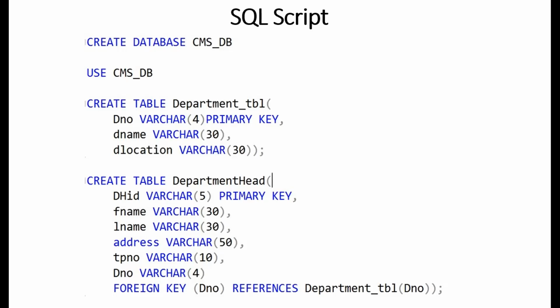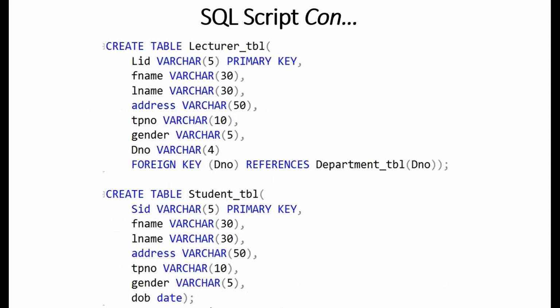After that, we are creating the department head table. These are the attributes: department head ID, first name, last name, address, telephone number, department number. Finally, we link this table with the department table using D number as a foreign key. That's why we use the foreign key D number references department table D number.